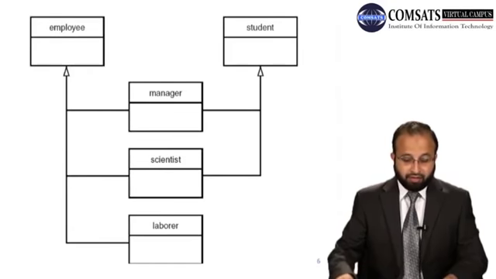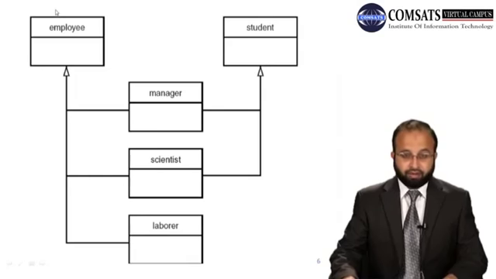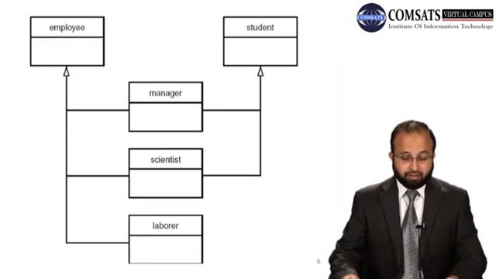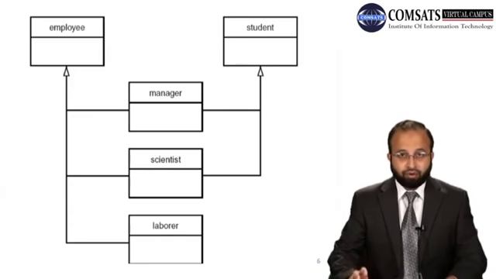So this is a UML diagram. It shows the employee class and a student class, and then a manager class is inherited from employee as well as from student. Scientist is inherited from student as well as from employee, but laborer is inherited from employee only, right? So that kind of inheritance is called multiple inheritance, where a derived class is inherited from two or more classes, right?